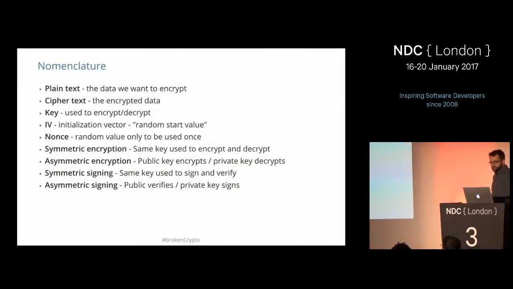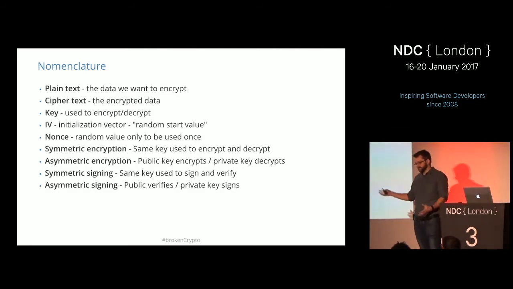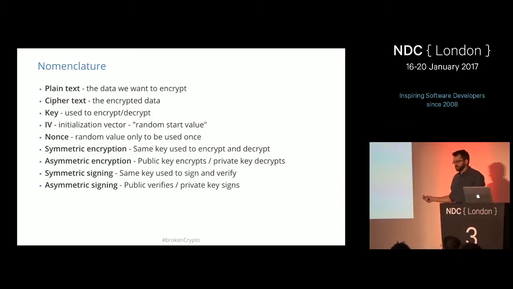But let's start. First, a couple of words that we need to know when we talk about crypto. Plain text is the message that we want to send, the actual data. The ciphertext is the encrypted data. We have a key which we can use to encrypt or decrypt or sign. We have an IV and nonces. Those are basically salts, if you think in terms of passwords. Those add noise.